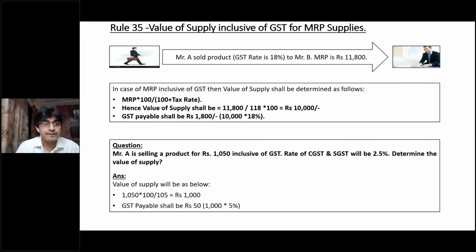Is this okay? Here, the GST will be on 1000 into 5%. Okay, so GST will be only on 1000 rupees. So this is known as Rule 35. So these are all the separate rules given. ठीक है, सारे separate rules given हैं.